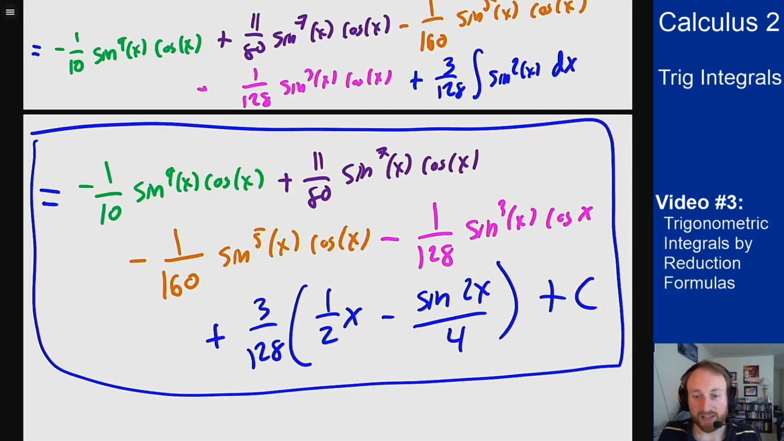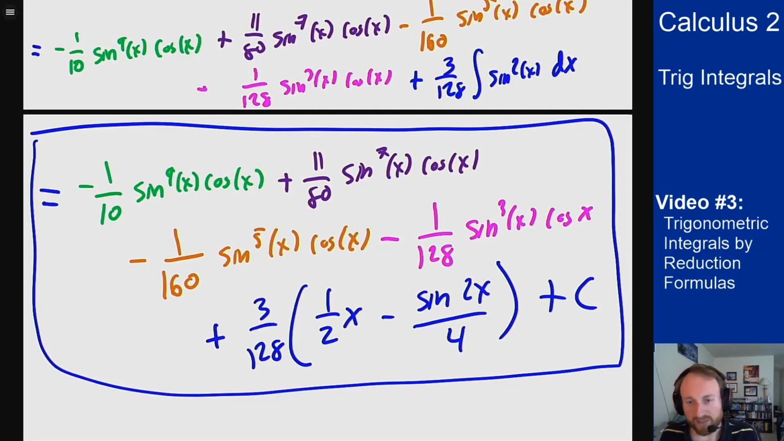So these problems can be long and tedious, depending on how high a power you have of sine or cosine, but the idea is always the same. The idea is always, let's take these high even powers and then step one at a time, lower and lower, getting one more term at each step until I get to an integral that I know how to solve, namely that of sine squared of x.